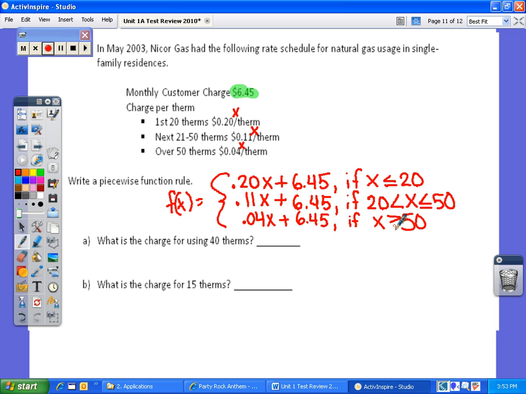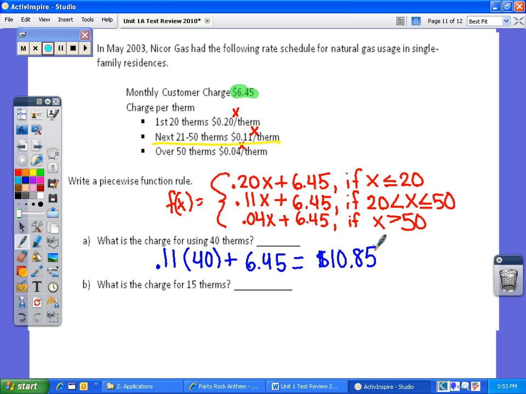All right, so what's the charge for using 40 therms? 40 falls in this category, so we're going to use the second one. So we're going to say 11 cents. Make sure you use cents, because a lot of times you guys did not use cents and you messed up on the quiz because you forgot that these were all decimals. So it would be 0.11 times 40 plus 6.45, which gives you $10.85.